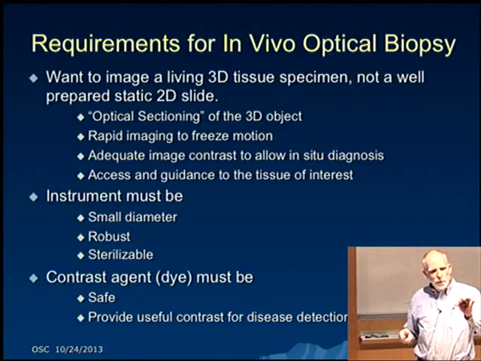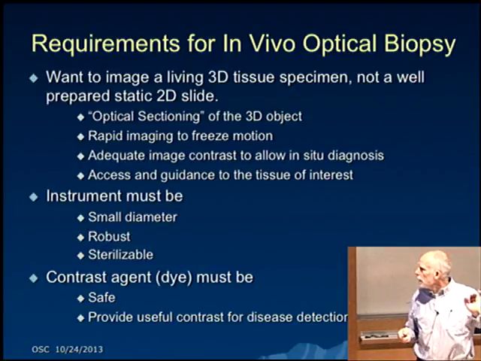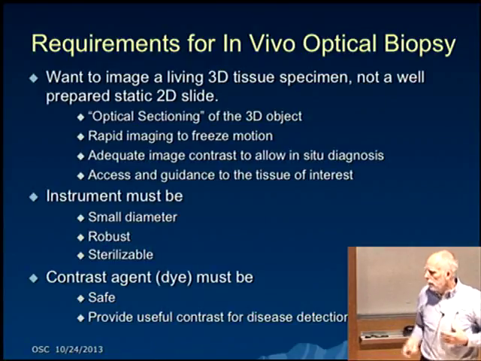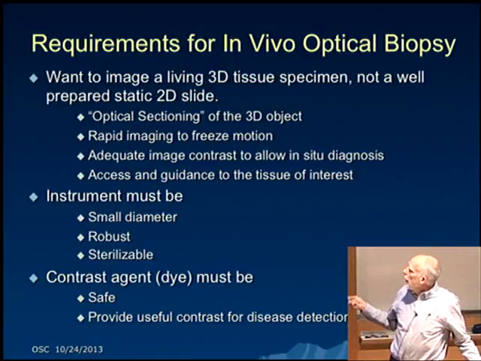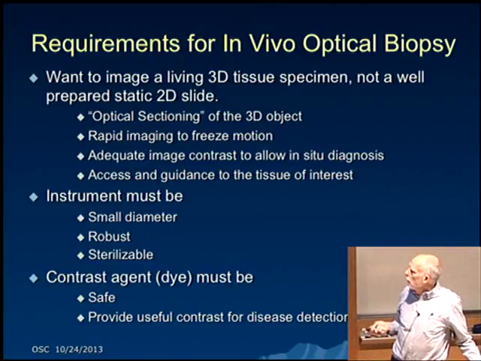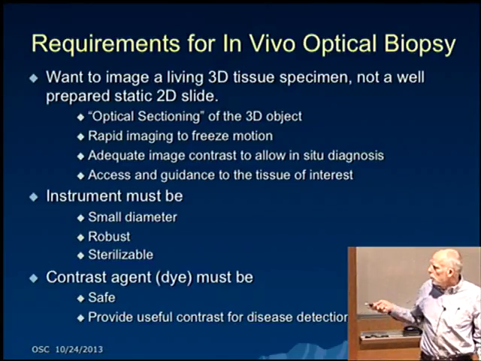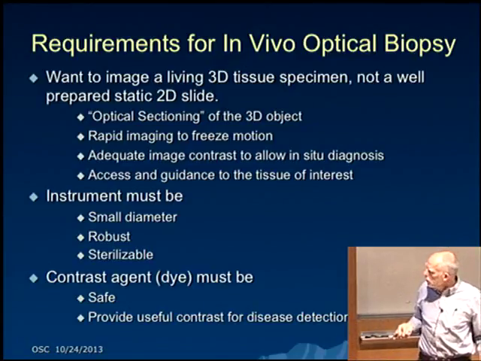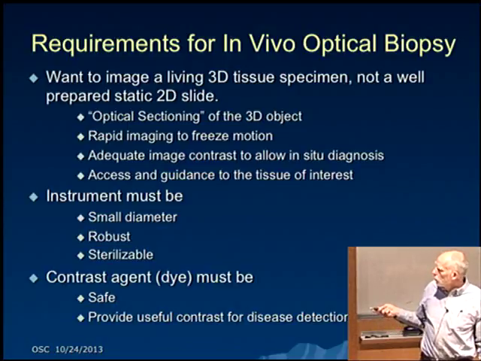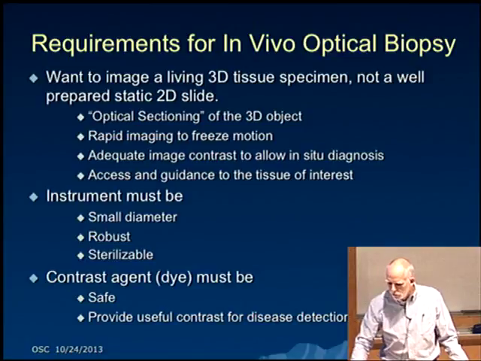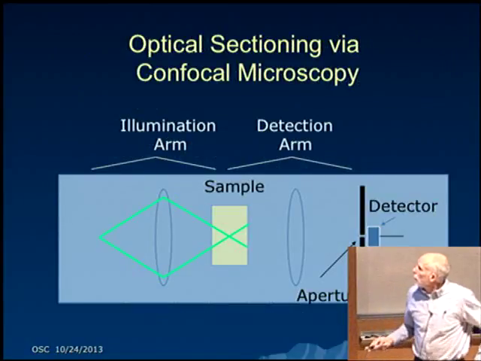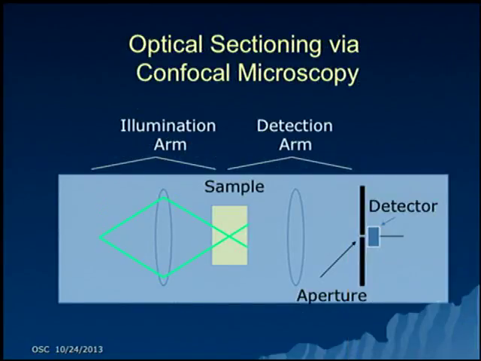Think about a microscope that's imaging a teeny little field of view of less than a millimeter in a big organ like the inside of the body, laparoscopically, or the colon. You have to be able to guide to see where it is you want to look. You want the instrument to be small, robust, sterilizable, and if you're going to use contrast agents, external or exogenous contrast agents, you want them to be safe and to work to provide good contrast. So the approach we've taken is confocal microscopy.